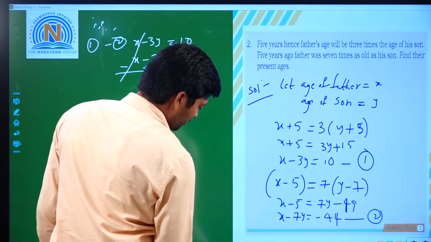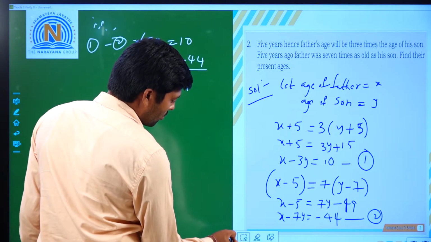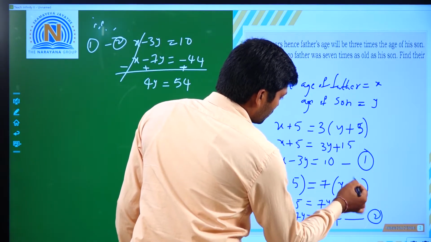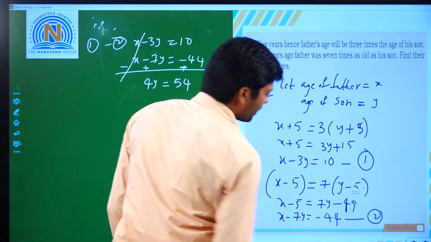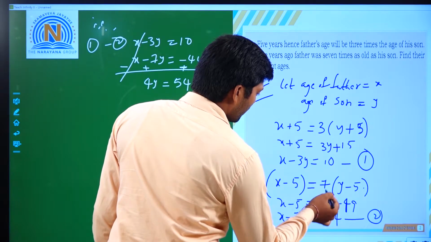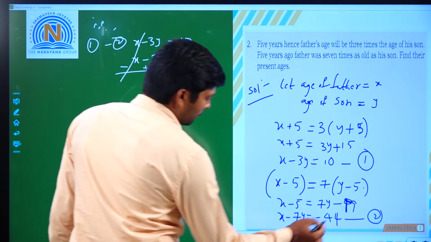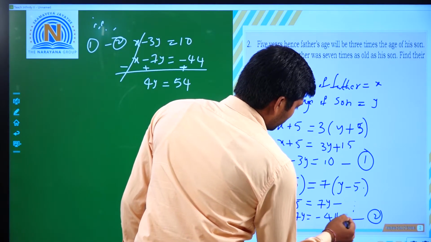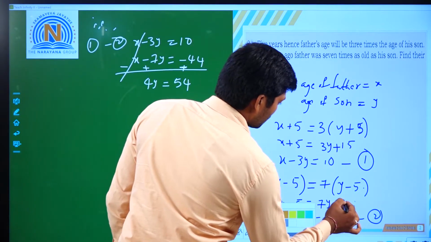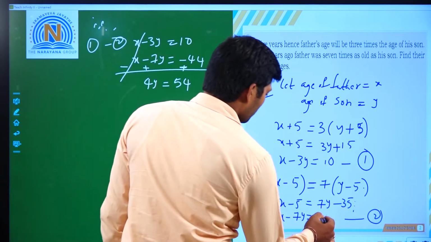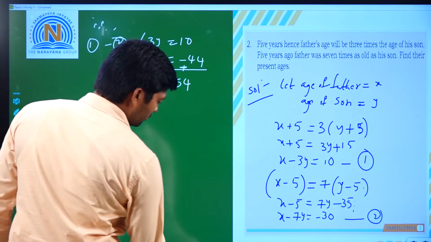Sorry. 5 years ago, the son's age will become y minus 5. Just rewrite this one. So 7y, and 7 5s are 35. So it is 35. Next, it will become minus 30. So x minus 7y is equal to minus 30.